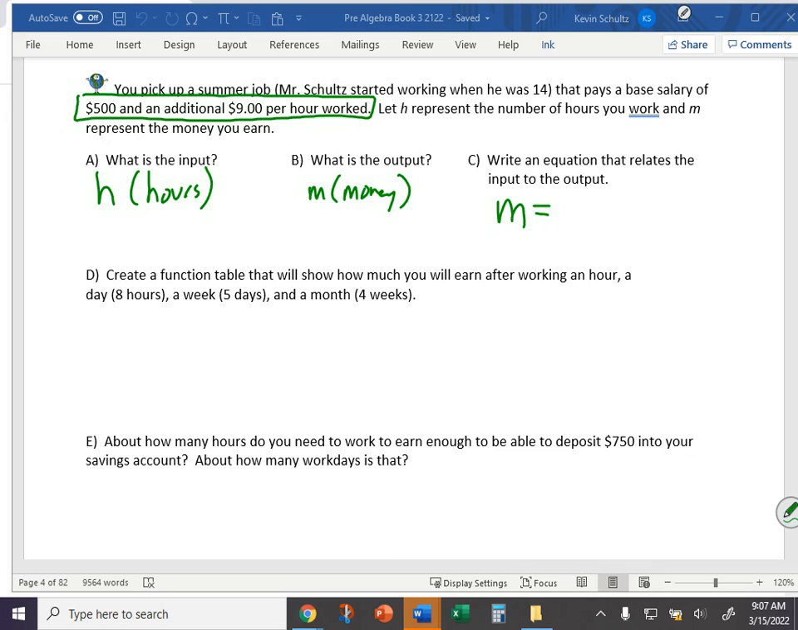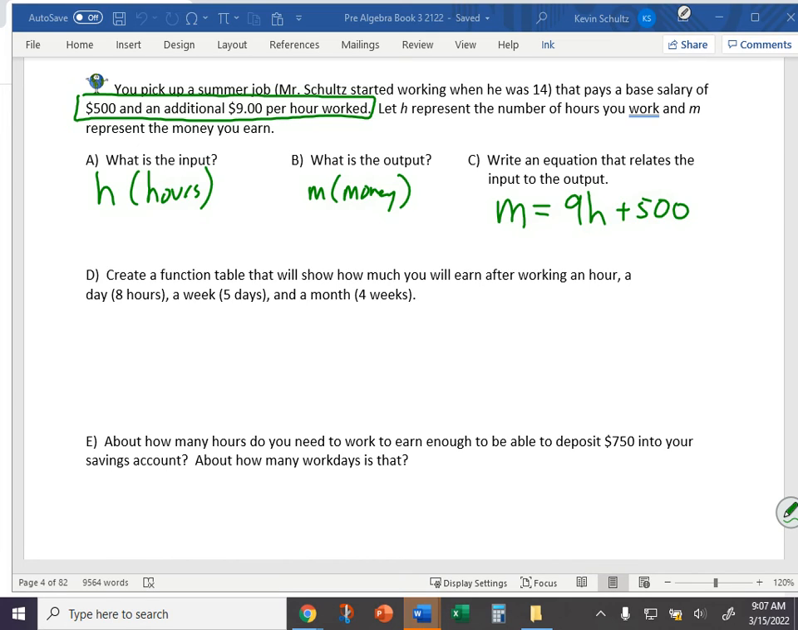Okay, Sophie? 9 times H is part of it, right? That's the amount that you'll make based on the number of hours. But what about that 500? How does that come into play here? Camille? Does the 500 change based on how many hours you work? No. Right? That's your base salary. That's your signing bonus. However you want to think about it. It's a one-time thing. Okay?